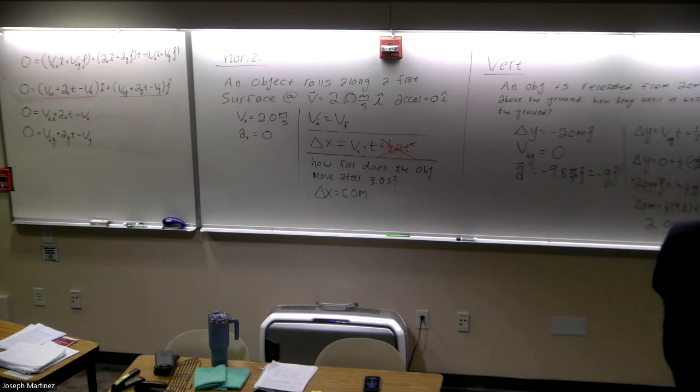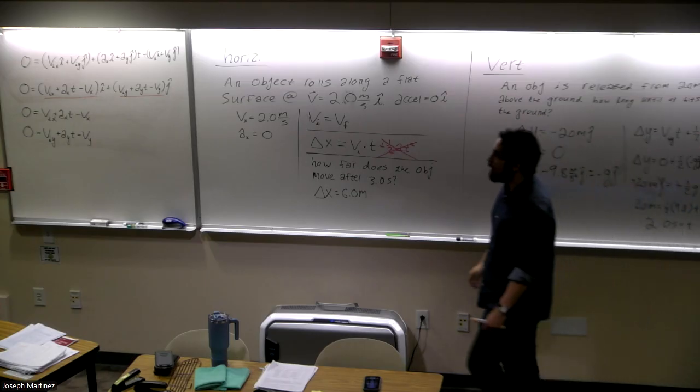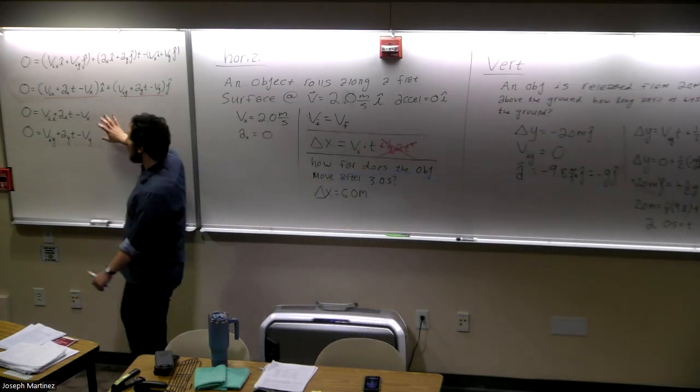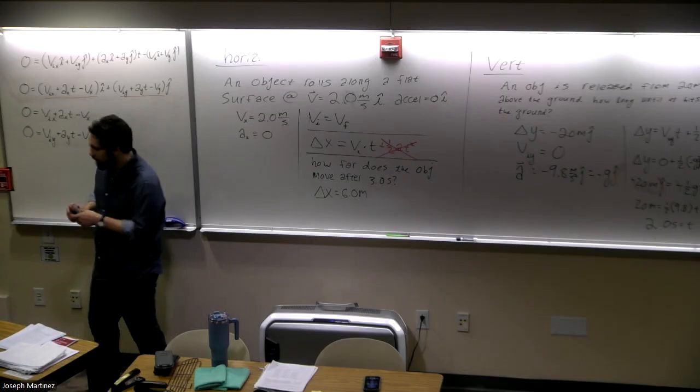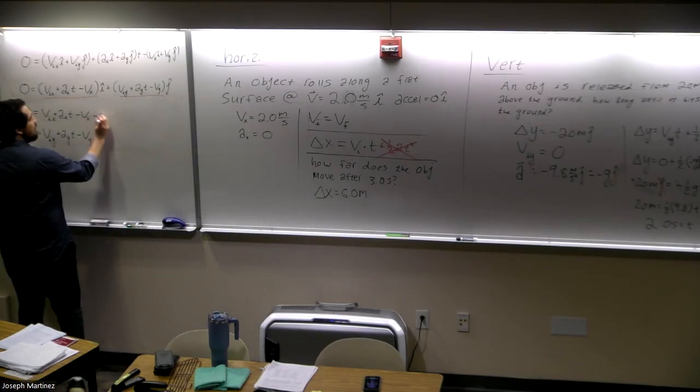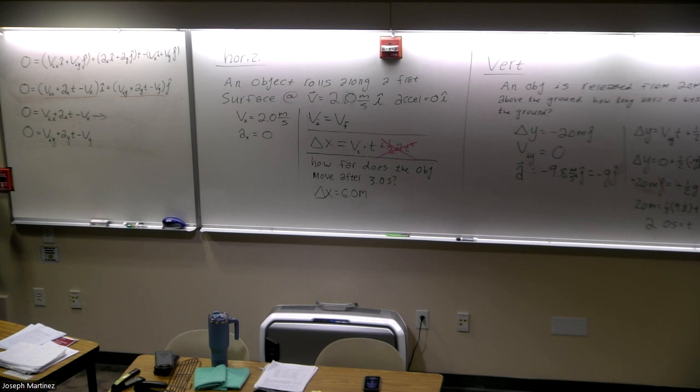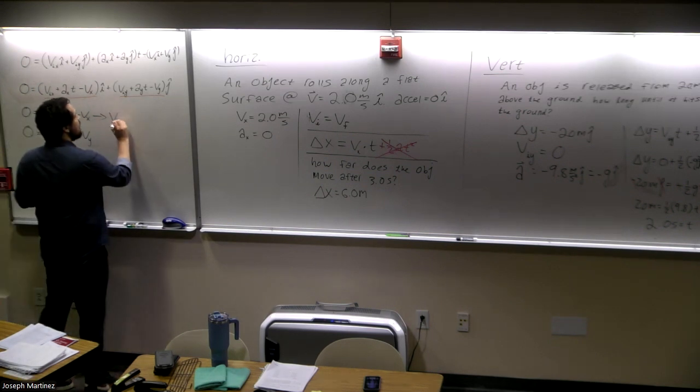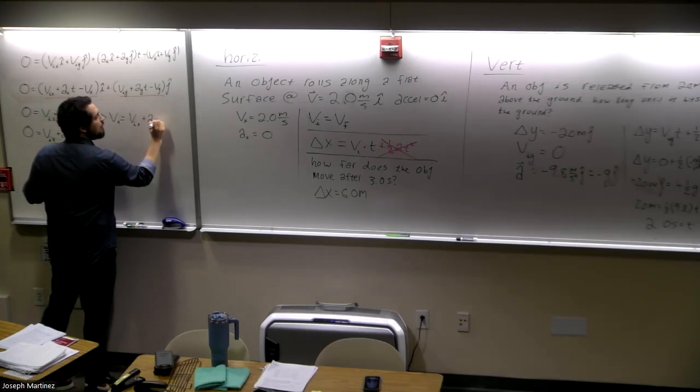For any object that is moving in 2 dimensions, these two relationships must be true. And we rewrite these because these are in our uncommon form, so we'll rewrite them. That Vx is equal to Vix plus acceleration in the x direction times time.